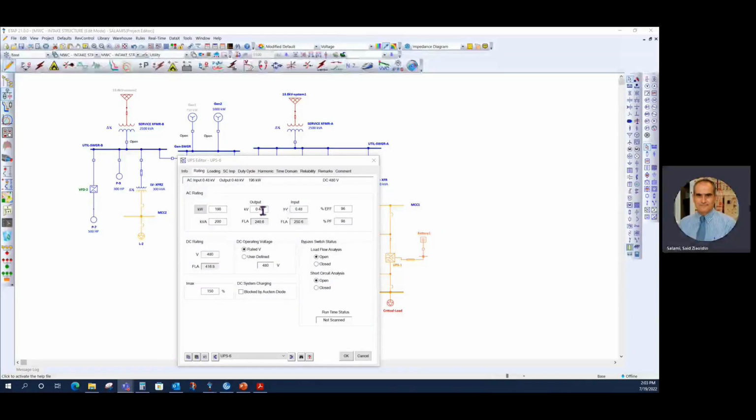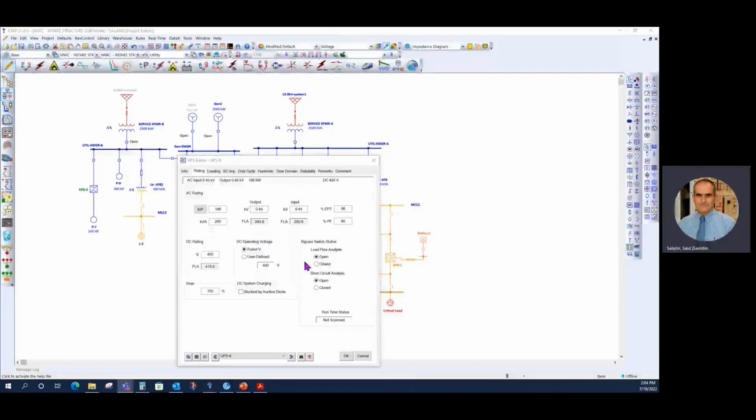The output of the UPS can be 3-phase or single phase based on the connection and the design, and the input is typically a 3-phase system. The DC terminal can be connected to a battery or in a different format that I will discuss. It can be, for example, rated 480, 250, and so on.